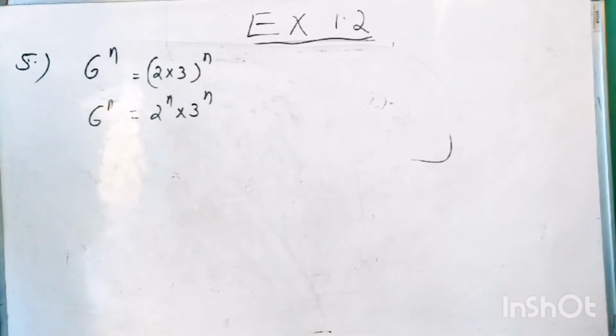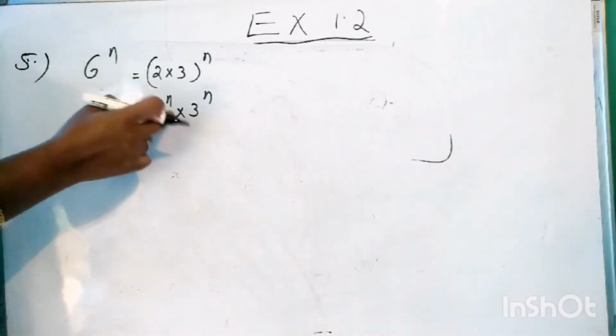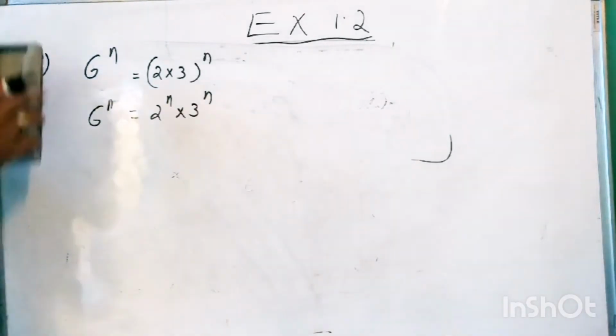There is no natural number n for which 6 raised to n ends with the digit 0. If it ends with the digit 0, then the prime numbers 2 and 5 will be there in the prime factorization. Here 2 is present but 5 is not there. Therefore, there is no natural number n for which 6 raised to n ends with the digit 0.